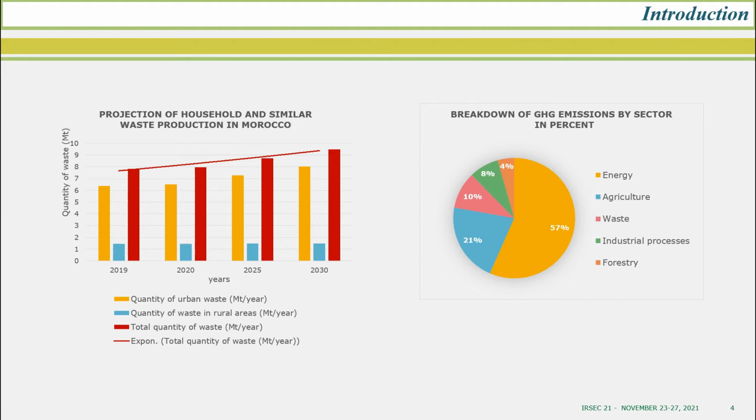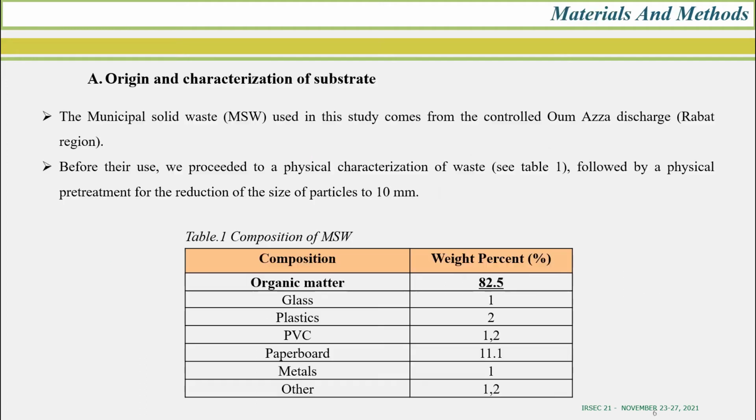In that sense, the present work aims to study the influence of light on the production of biogas in the case of municipal solid waste. The municipal solid waste used in this study comes from the controlled landfill of Oum Azza, Rabat region. After recovery of the substrate, physical characterization of the waste was performed, followed by a physical pretreatment to reduce the particle size to 10 millimeters.